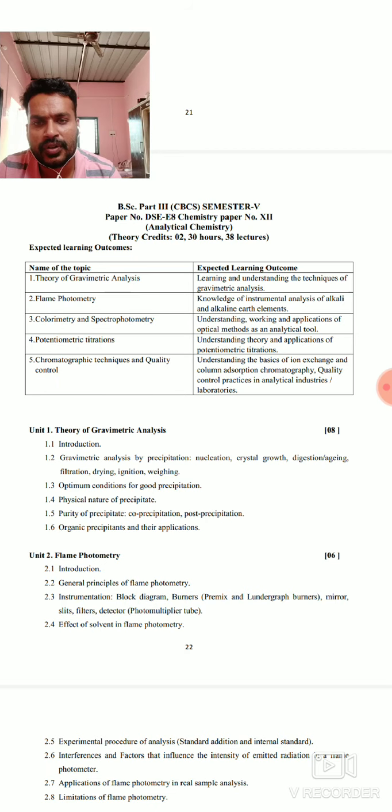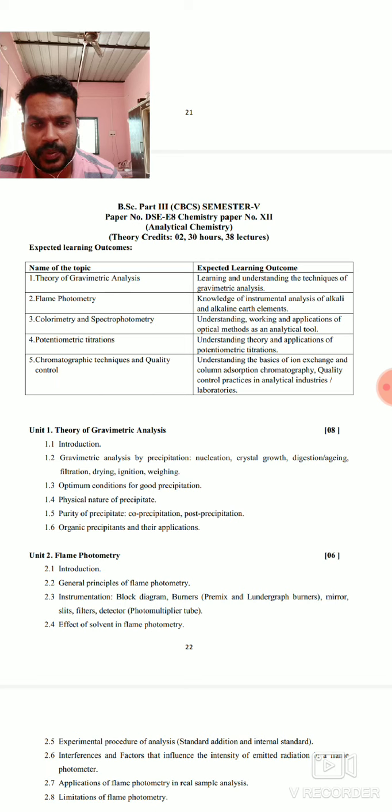In this topic, we are going to discuss some important aspects of gravimetric analysis, which include nucleation, crystal growth, digestion, which is also called aging, filtration, drying, ignition, and weighing. Further, the optimum condition for good precipitation, under which condition good precipitation will take place. Physical nature of precipitate is another point. We know that precipitates are broadly classified into 3 types: crystalline, curdy, and gelatinous.